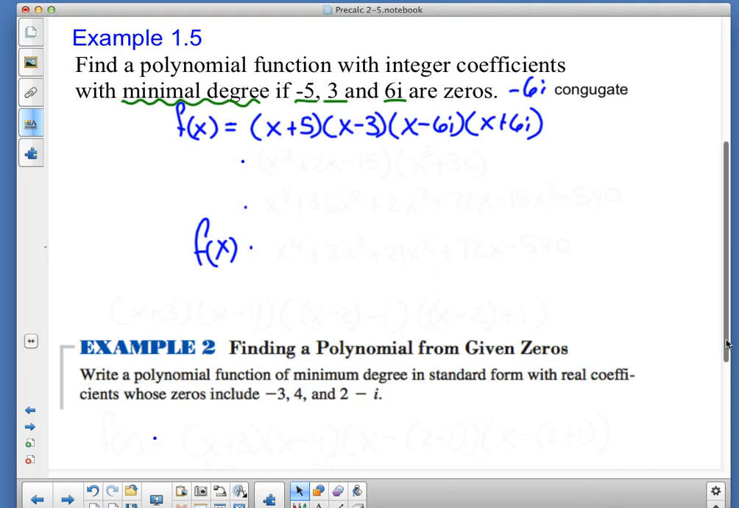So I'm going to multiply x plus 5 times x minus 3. And I've got x minus 6i and x plus 6i, which is beautiful because it's the difference of two squares, except that I put a plus sign between them, and that's going to be x squared plus 36. And I've got x squared plus 2x minus 15, and x squared plus 36. I'm going to multiply together in a second here.